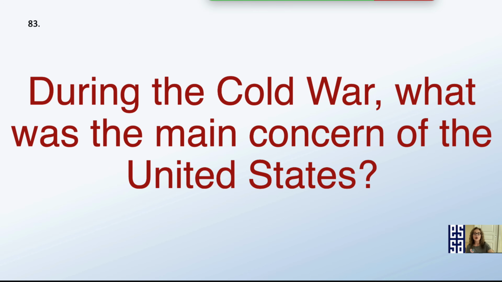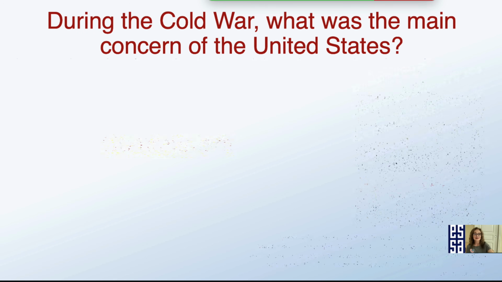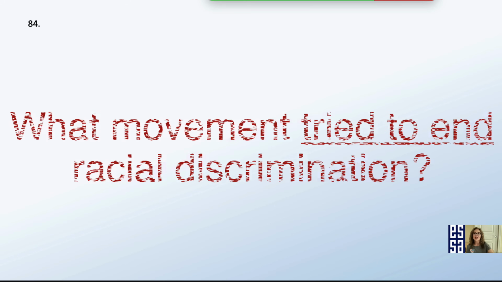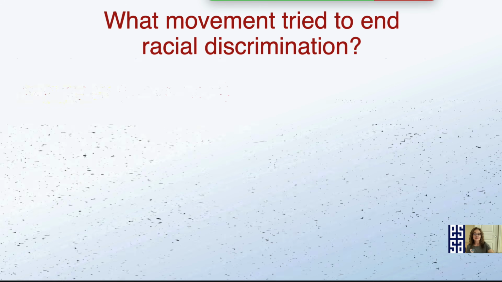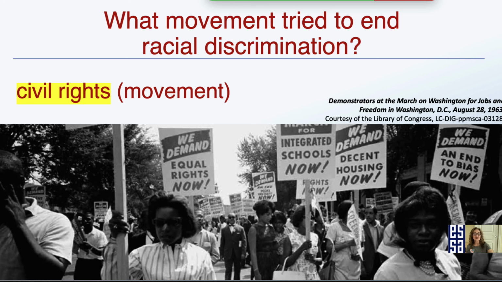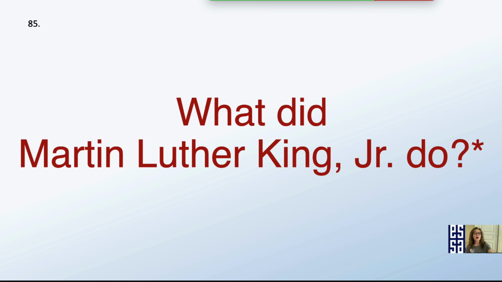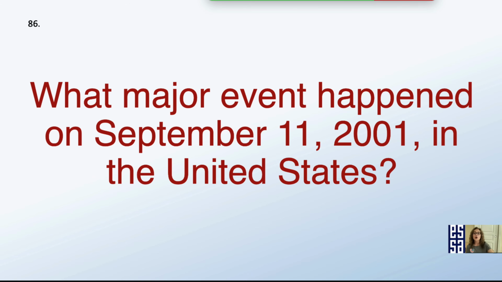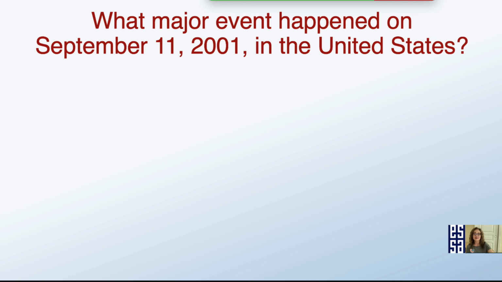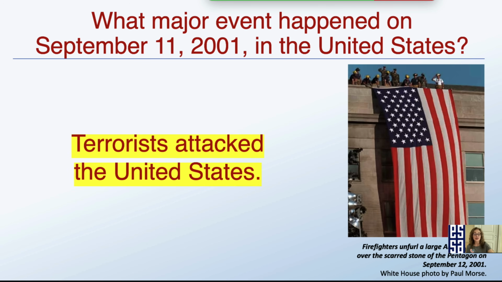During the Cold War, what was the main concern of the United States? Communism. What movement tried to end racial discrimination? The Civil Rights Movement. What did Martin Luther King Jr. do? He fought for civil rights. What major event happened on September 11th, 2001 in the United States? Terrorists attacked the United States.